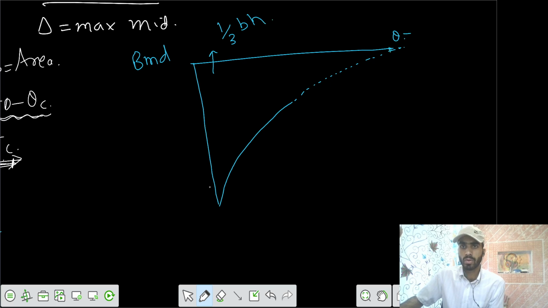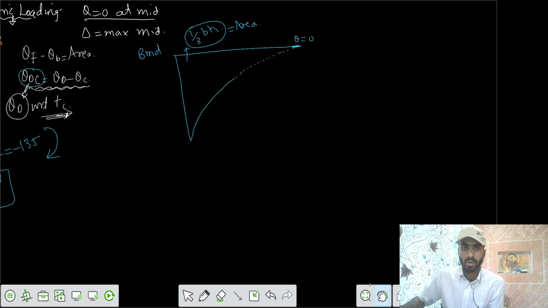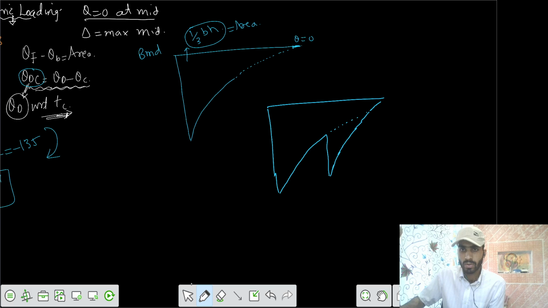Here the theta should be 0. Only then you can apply that area equals to this one. But let's say that because of the EI change, it was going in the same fashion up to this point, but after that there is an EI change such that it raises by some amount. Then after that it reaches the same point such that theta is 0.